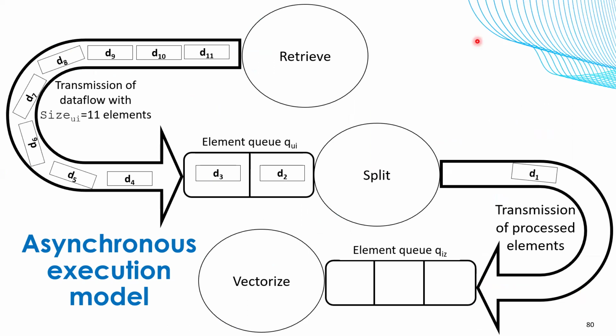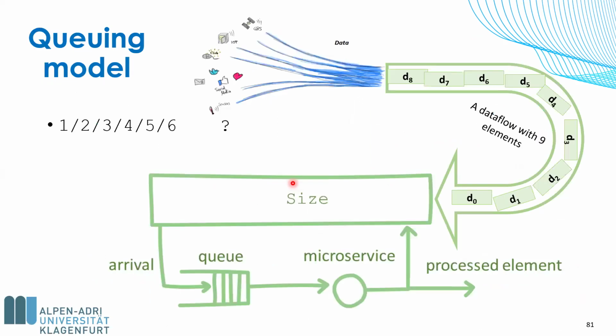So, assuming there are two different microservices, retrieved, split, and vectorized, one microservice sends the data elements to the other microservice. There is something like a queue that temporarily stores the data elements while there is some processing applied over the other data elements. So this helps to have some data elements temporarily stored while there is processing.